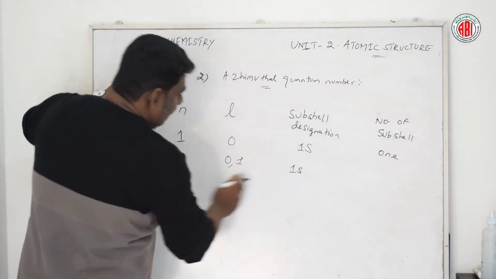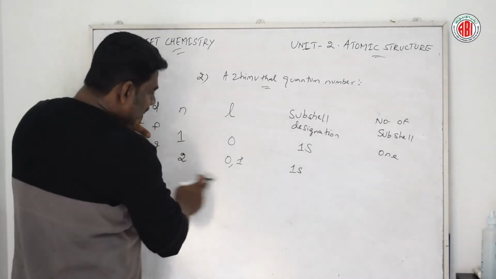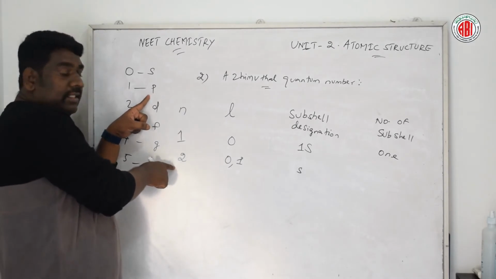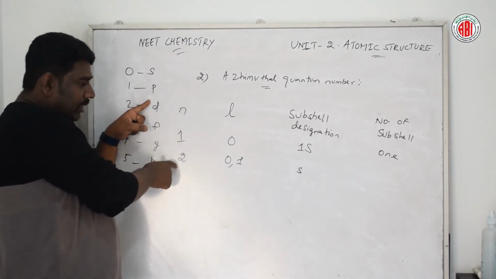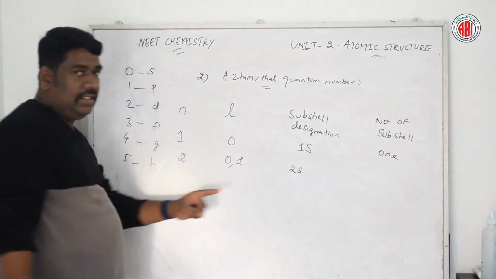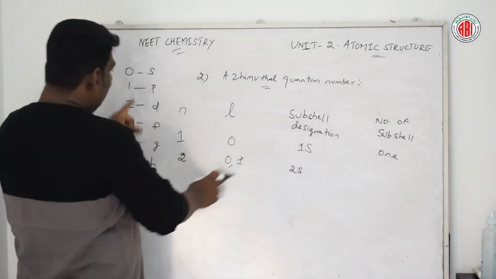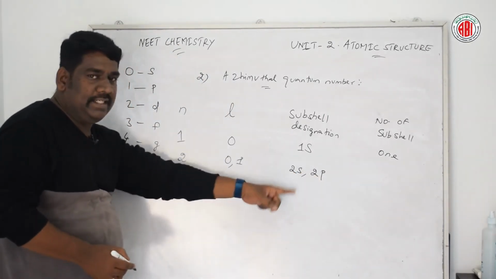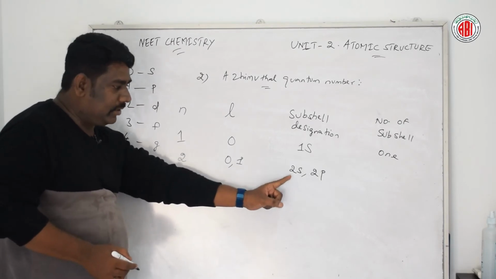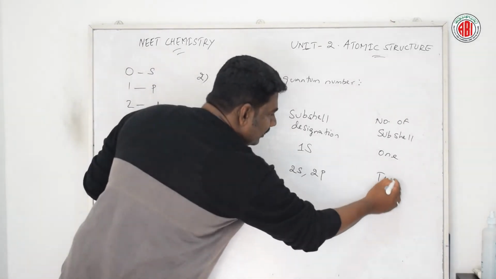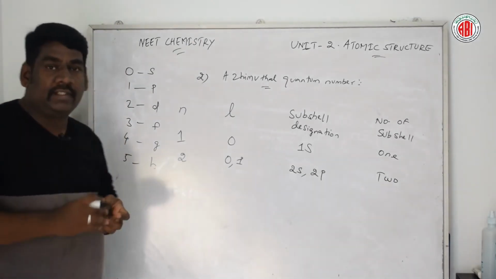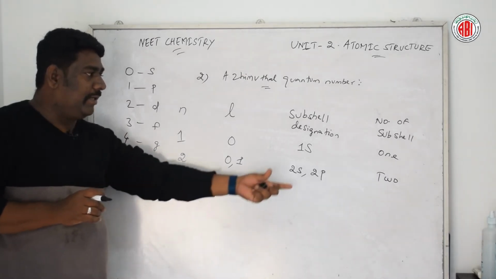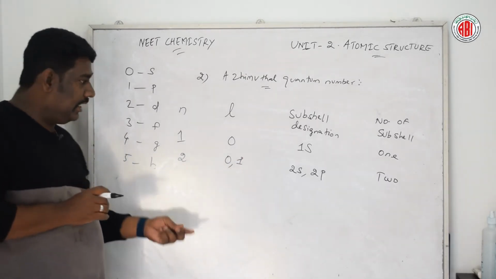And 1 stands for p, and 0 stands for s, and here the principal quantum number is 2. That is the reason we are writing 2s, not 1s. Similarly, 1 stands for p, that is 2p. So the number of subshells present in this category is 2. Understand?